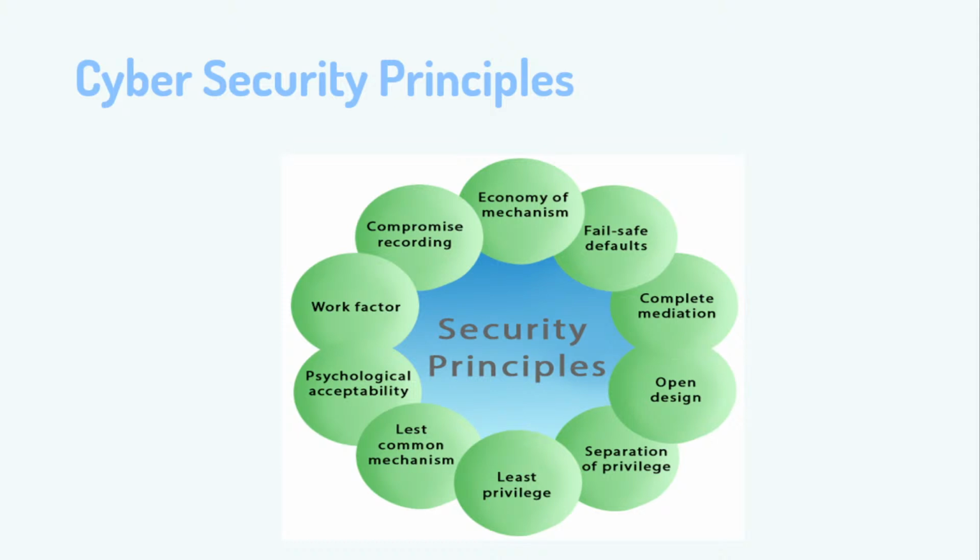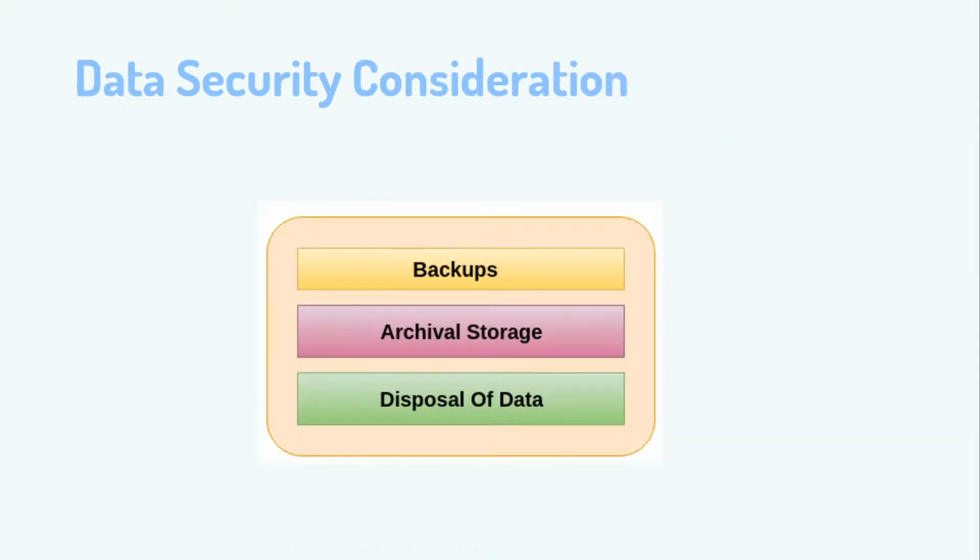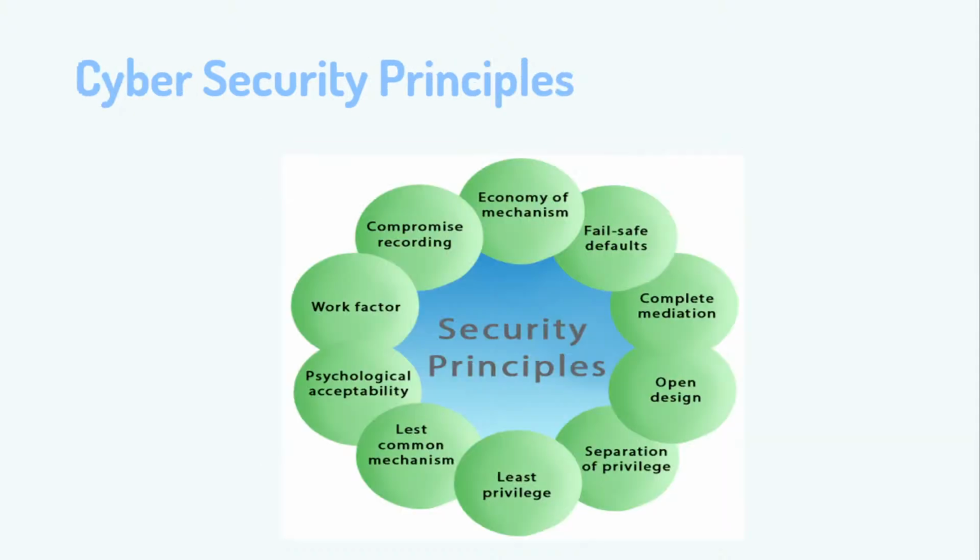Here you can see these are the principles of the data. We have economy of mechanism, then fail-safe defaults and complete mediation, then open design, and then separation of privilege, least privilege, and least common mechanism, and then psychological acceptability. Okay, so these are some of the principles.